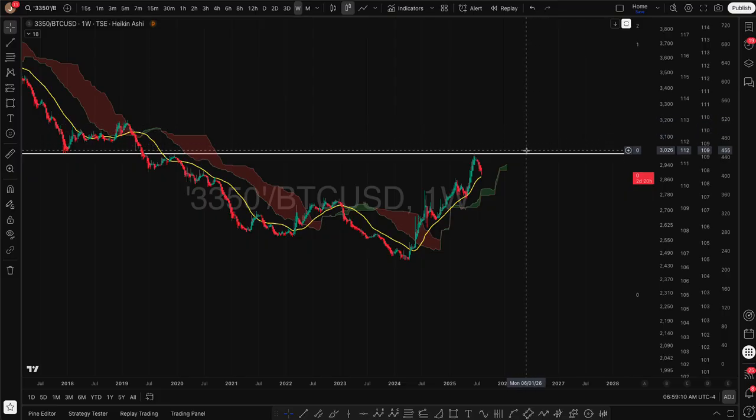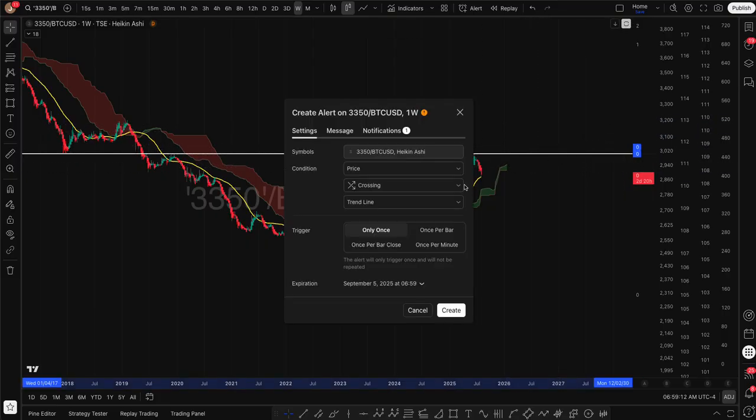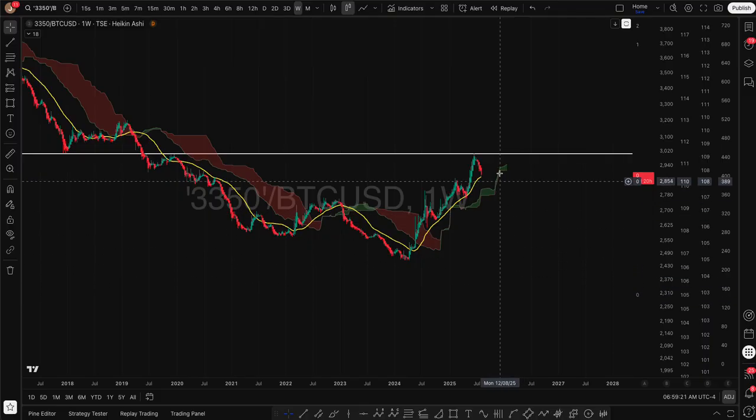I think we can probably confidently say, yes, Metaplanet's going to continue to outperform Bitcoin when it gets above this white line. So what we can do is add an alert on the trend line. It can alert us when we are crossing up, once per bar close, we're on the weekly. So once the weekly chart closes above this white line, we're going to know Metaplanet has closed above this white line on Bitcoin and should continue to outperform Bitcoin, I guess.